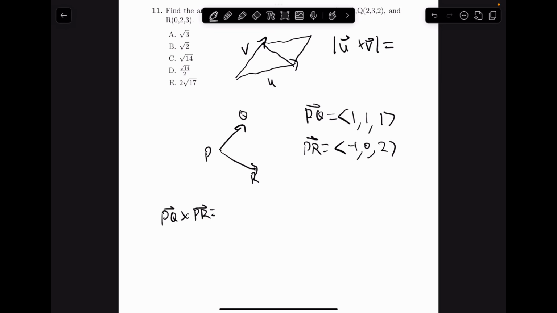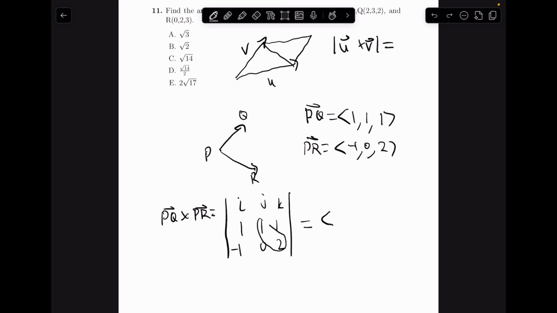PQ cross PR is going to be equal to that kind of weird looking determinant of i, j, and k, 1, 1, 1, -1, 0, 2. So I could think of it this way. And then that's going to be a vector. Remember, the first component is like you cross these out, and you're going to multiply out that, so 1 times 2, and then minus those multiplied out. So that's just going to be 2. Same kind of thing with the second component. Cross these out. So now we're doing these.